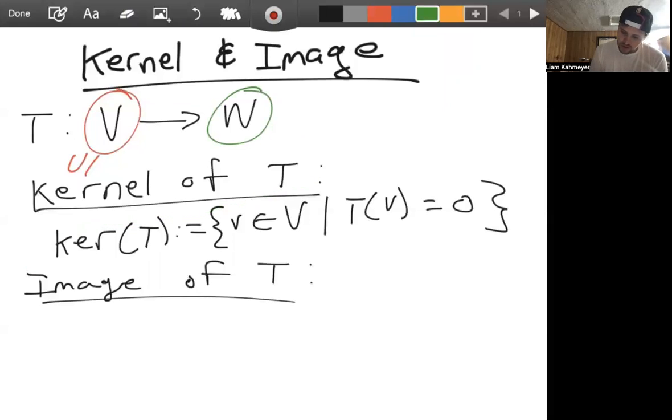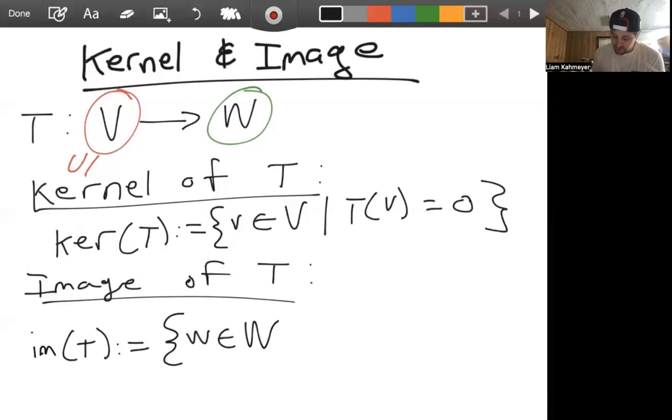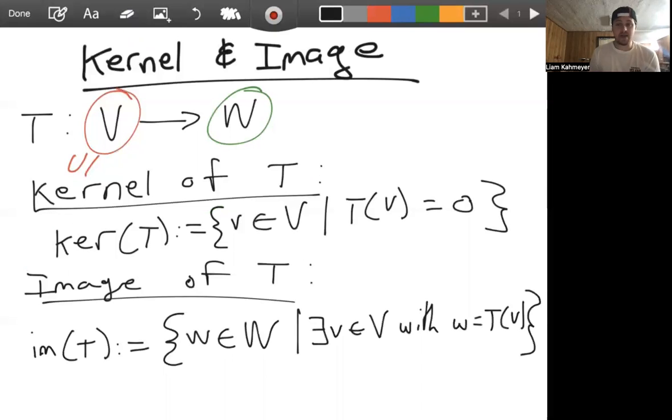So what is the image? We write im of T for the image of T, and this is defined to be the collection of all vectors w in the codomain W such that there exists a v in V with w equals T of v, right? And so it's the collection of all points that are mapped to under this linear transformation T. And I said that it may or may not be a subspace. That was slightly a lie because we have the following proposition.